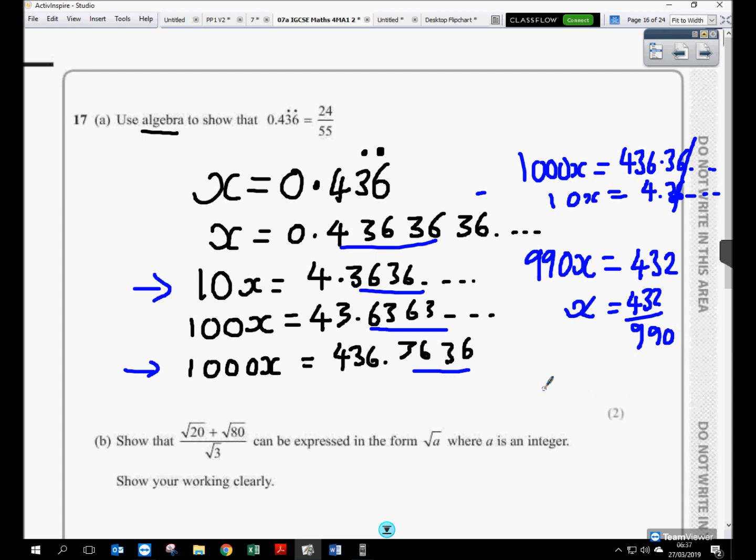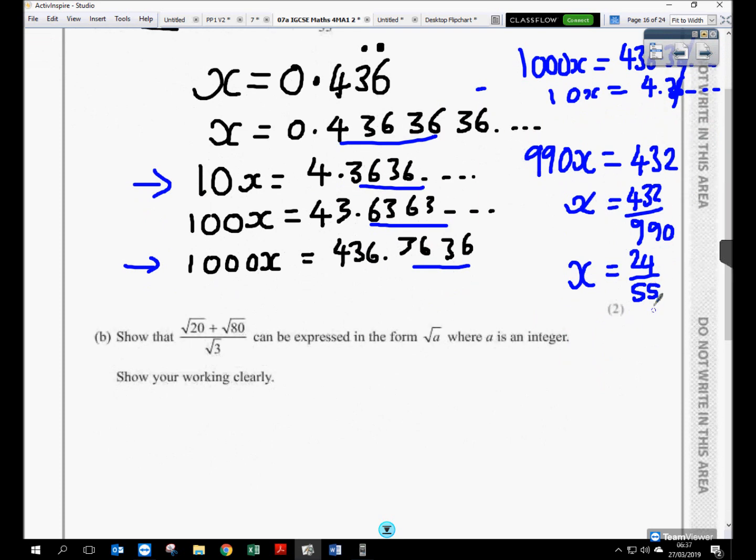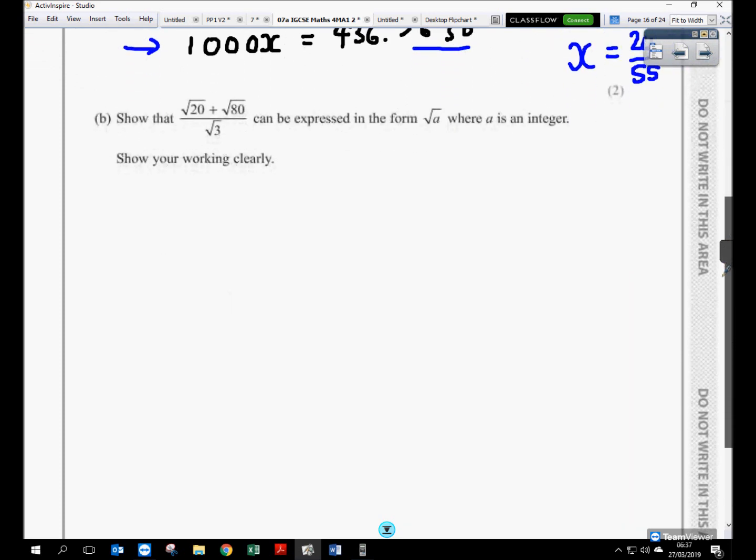It's not their answer because they have cancelled it down. So what you need to do is just write x equals 24 over 55. If you type your answer into the calculator and press equals, it will cancel it down to this fraction, and that's the answer to the question.